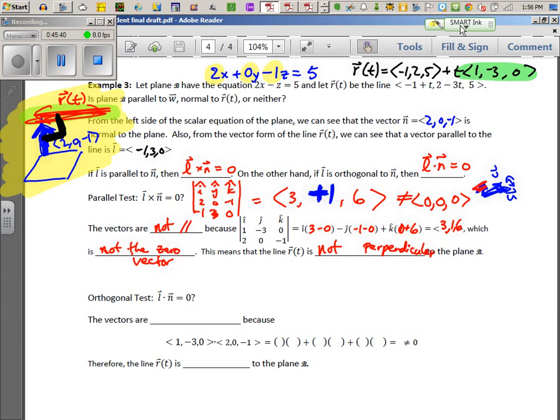This is a lot easier. So you're just taking 1, 3, 0 and 2, 0, 1, and you're doing a dot product. But this unfortunately comes out to 2, which is not 0. So the fact that we didn't get a dot product of 0 means that these vectors were not perpendicular either. So these vectors are not perpendicular, which means the line is not parallel to the plane.